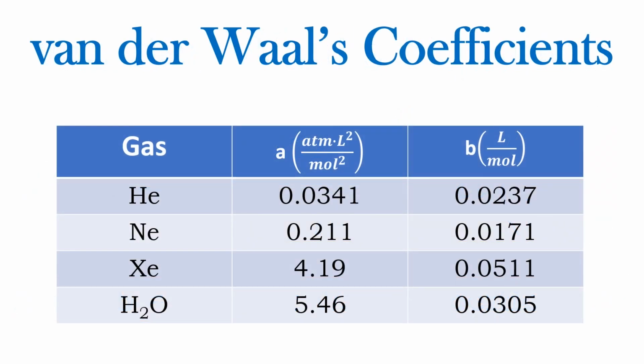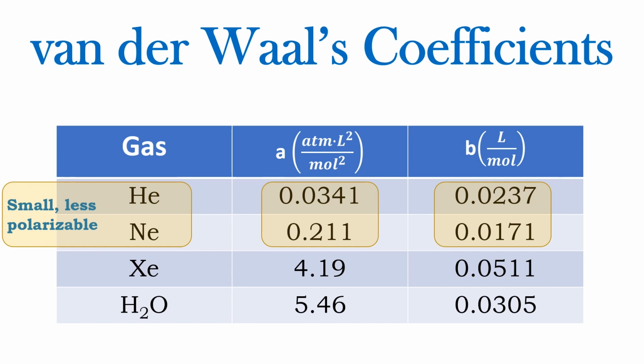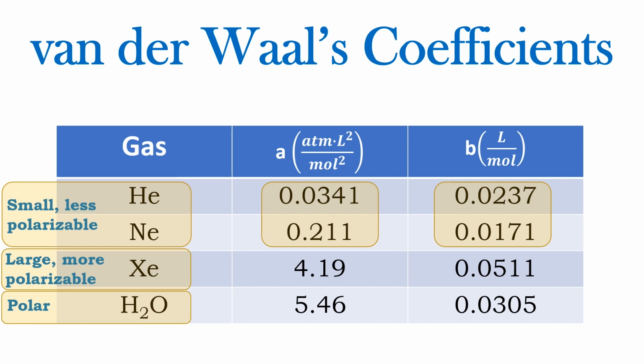Here are some coefficients for a few gases. I've chosen helium, neon, xenon, and water for this exercise. Helium and neon are small noble gases with small polarizabilities, therefore exhibit weak interparticle interactions. Their coefficients are very small compared with xenon and water. Xenon is a very large atom compared to helium and neon, and thus more polarizable. Therefore, xenon atoms interact strongly with each other. Water is a very polar molecule, thus exhibits strong intermolecular interactions. The coefficients for xenon and water are much larger.